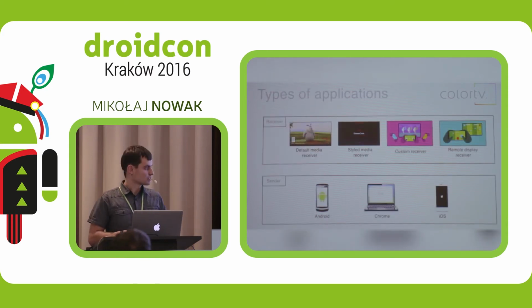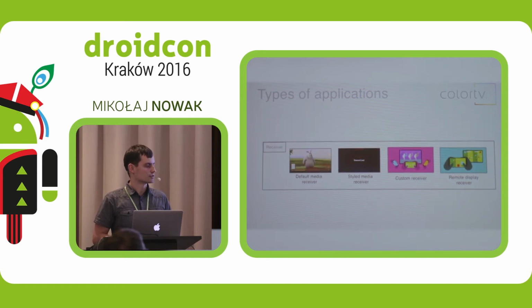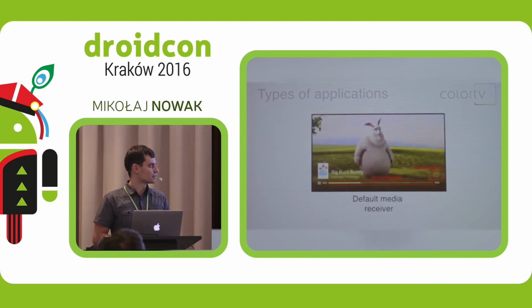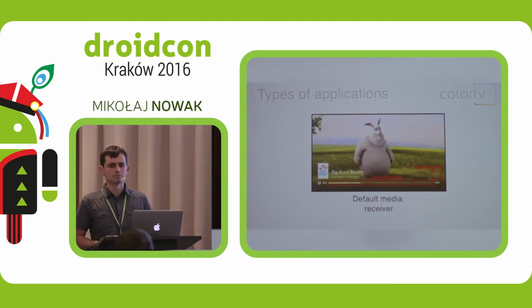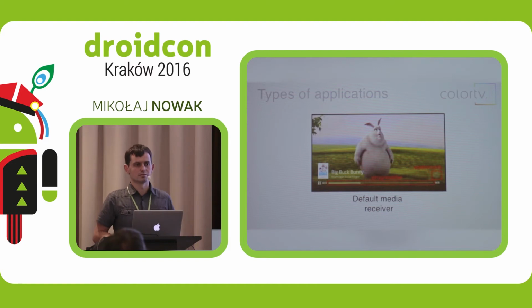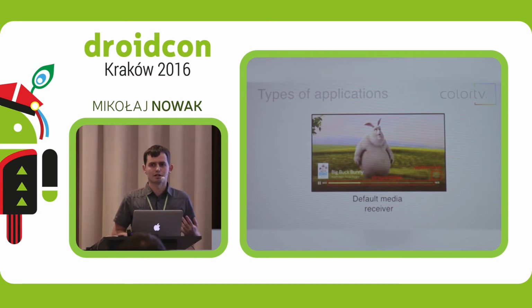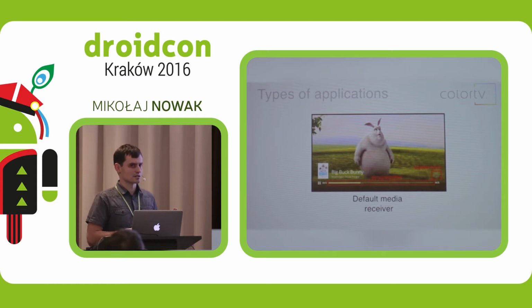I've mentioned you already there are 3 types of sender application which you can use. It's Android, Google Chrome, and iOS. But there are also 4 types of receiver applications. So the applications which are run on the Chromecast device. The first one is provided by Google. It's a media receiver. It's a media player, default media receiver. It's a media player to which you don't need to write any JavaScript, HTML, CSS code because it's already done. You just have to use some type of messages which are prepared for these players.